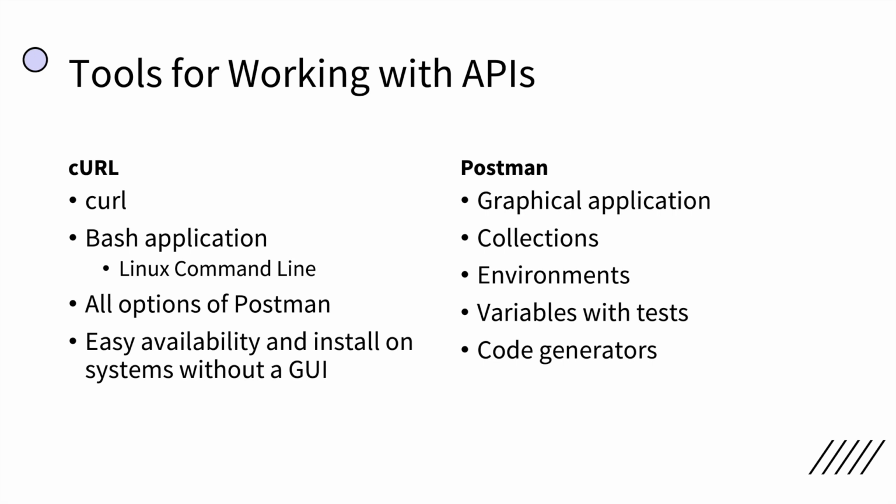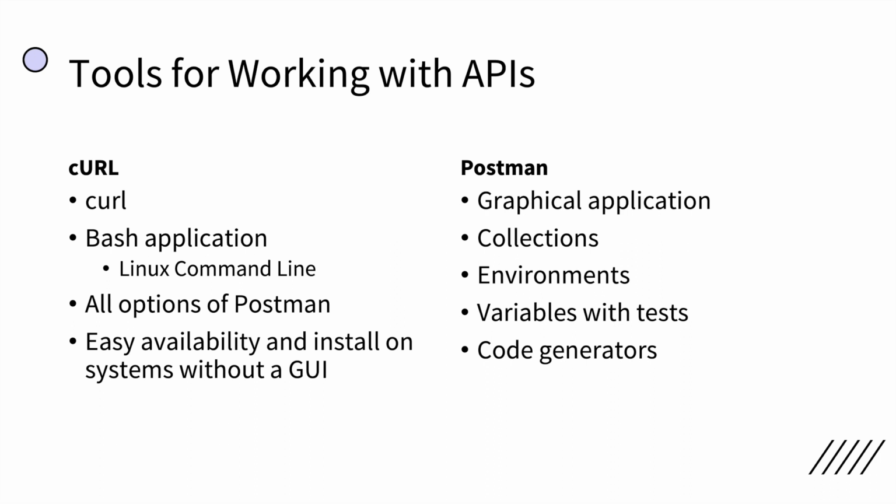All right, so we've got some different tools for working with APIs. From the Linux command line, we can use curl. And curl is just a bash application that is the Linux command line. It is already installed on your SDN VM. Most graphical Linux distributions come with curl pre-installed for you, and that allows you to perform HTTP requests from the command line.